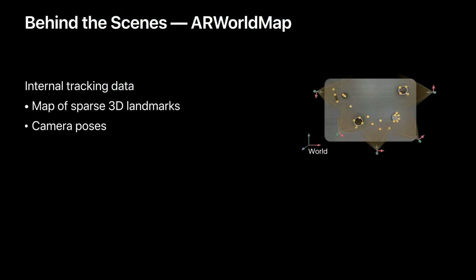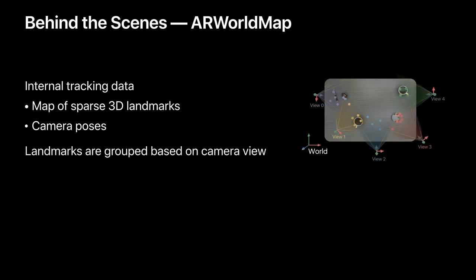As I mentioned before, each AR world map consists of a collection of 3D map landmarks and also a list of AR anchors. In addition, we also save a collection of camera poses. Those camera poses represent the camera view when 3D landmarks are first observed. For instance, in this example, we have five camera poses, created when the 3D landmarks are first created. So with this camera view, we can segment the 3D landmarks into different groups to represent different parts of the map.